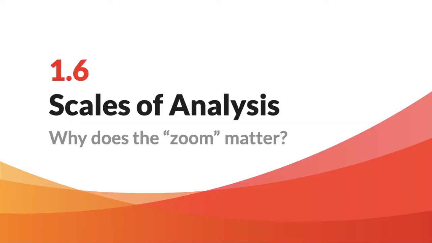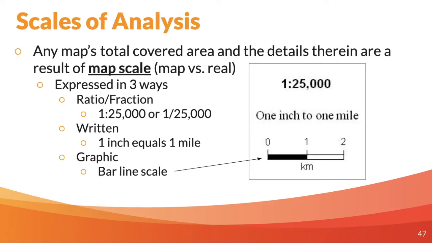So section 1.6, again, scales of analysis. When we look at these maps and when we're talking about different places compared to one another, the scale of the map can make a huge difference in that conversation because some maps are more zoomed in and some are more zoomed out. Now, the technical way to say that is some are on a larger scale or a smaller scale.